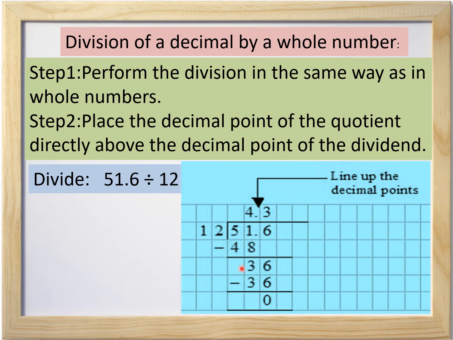Now, 12 will go in 36 how many times, children? 3 times. So 12 threes are 36, and 36 minus 36 is equal to 0. So the quotient is given by 4.3. The quotient of 51.6 divided by 12 is equal to 4.3. Is it clear, children?